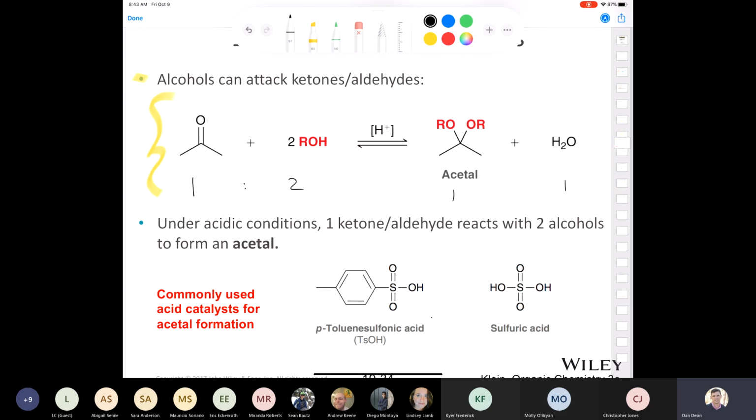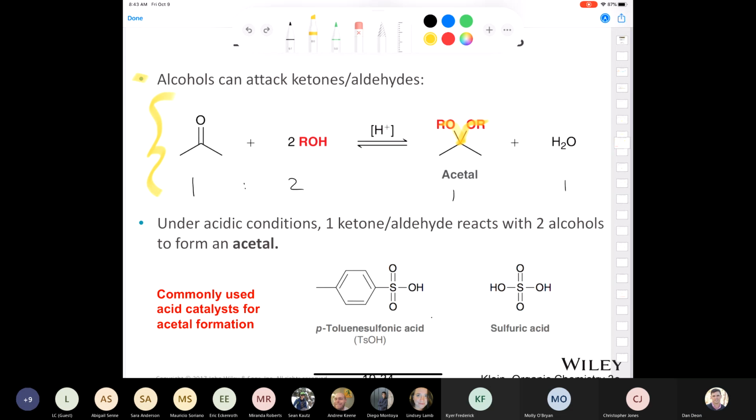and then we produce 1 molecule of the acetal and 1 molecule of water. When I teach this reaction in nursing chemistry, where we don't cover mechanisms, I tell my students, an acetal is kind of like you have 2 ethers on the same carbon, and that might be something you want to think of. Another way you could think of it is that it's like a hydrate, but you have an R group in place of a hydrogen. An acetal. Under acidic conditions, 1 ketone or aldehyde reacts with 2 alcohols to form an acetal.